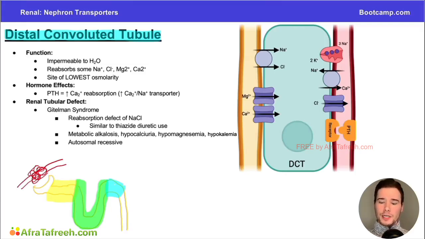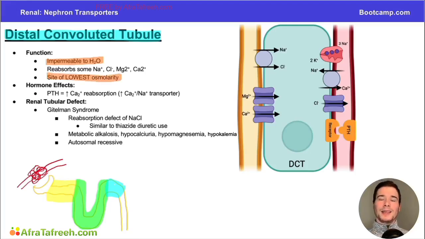First thing I want you to notice here is that this is impermeable to H2O. That should make you think back to the loop of Henle and say, on the thick ascending limb, it was also impermeable to H2O while it was actively transporting sodium chloride into the bloodstream, into the peritubular capillaries. And if you think about that being a continuation, the fluid has now gone up the loop of Henle and into the distal convoluted tubule. We're still pulling out solutes. We're still pulling out sodium and chloride, but it's impermeable to water. And that is why this is the area of the lowest osmolarity.